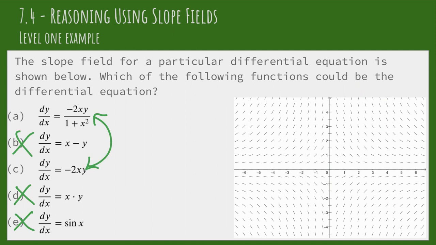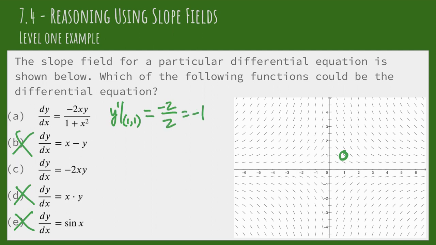And to do that, what I'm going to do is just pick some values. If I pick the point, say 1, 1, looks to me like that slope is -1. So let's plug it into both and see what we get. So if I plug it in to A, the slope at 1, 1 is going to be -2 times 1 times 1 is -2 over 1 plus 1, which is 2, and that's -1.